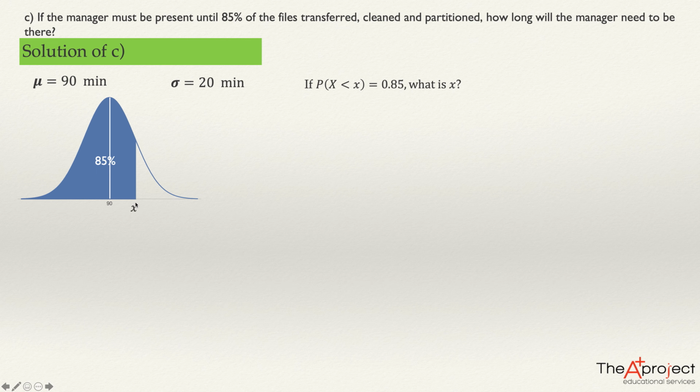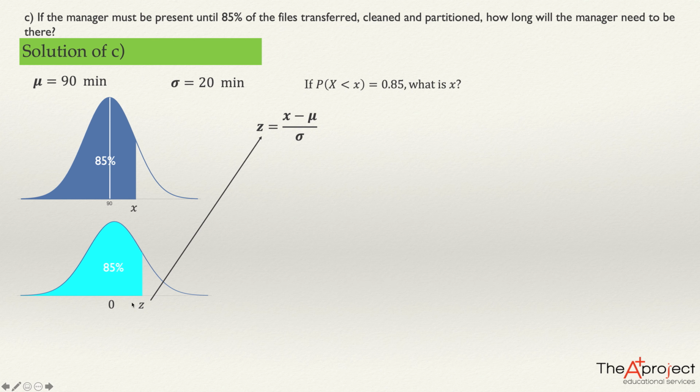So let's find this x. Obviously, it will be easier if I find a z instead of the x. I go into the standard normal distribution and find this z. If I find this z, then I can find the x because there is an equation that relates the z score with x. And I know that z equals x minus mu divided by sigma.